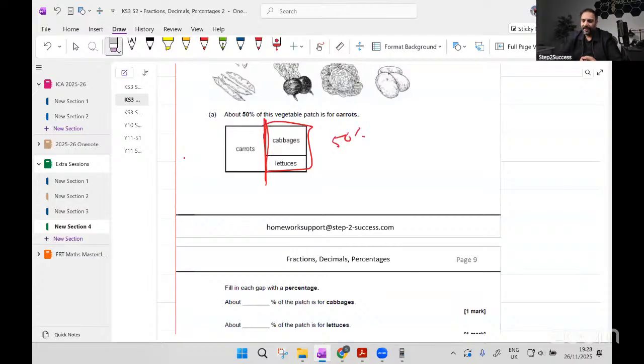So you could do, I suppose... I mean, the mark scheme says up to 35% for cabbages. So you might do 30 and 20. I think that feels correct. So I would say about 30% is for cabbages, about 20% is for lettuces. Right, B then.